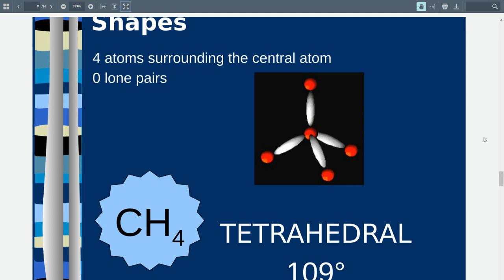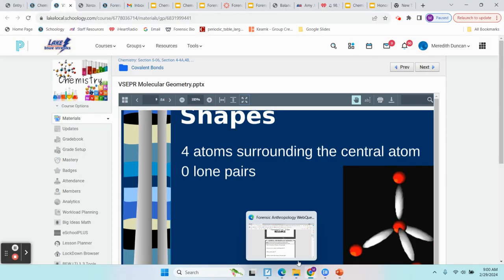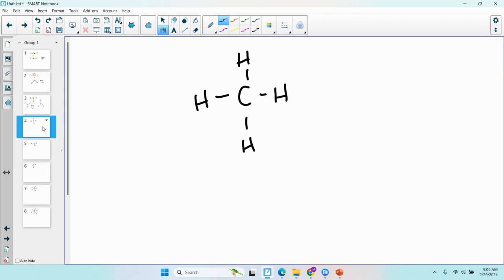I know it's hard to visualize these as being 3D because you're just drawing them flat on your paper, but they are 3D. So look at that picture. You can see how it's going to look different in real life than what you're actually drawing on your paper. So this one's called tetrahedral. In this case, you have 4 surrounding that central, 0 lone pairs. There's no lone pairs for this one.